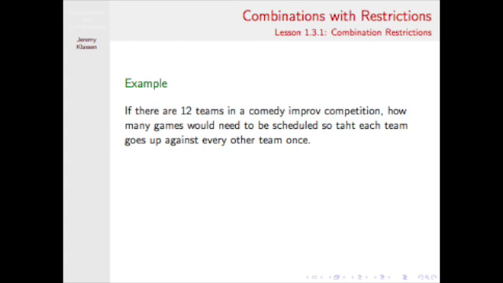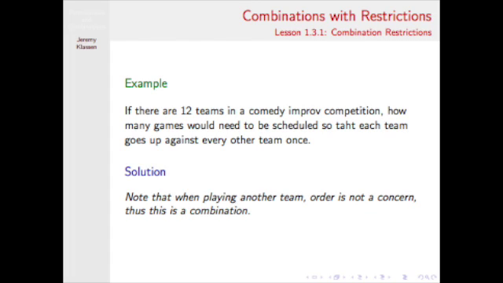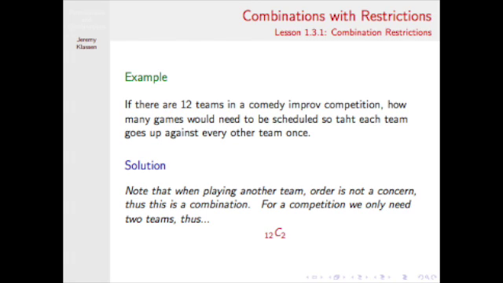Now consider the following example. If there are 12 teams in a comedy improv competition, how many games would need to be scheduled so that, well, excuse the spelling mistake, so that each team goes up against every other team once? Now, to understand this question, we need to know whether it's a combination or a permutation. And in this case, when you're playing another team, order doesn't matter, and so this is definitely a combination question. And with that in mind, we know that there are 12 teams that are competing, but for any specific competition, we only need 2. Since order doesn't matter, we're going to write 12 choose 2 for a total of 66 different games that need to be scheduled.